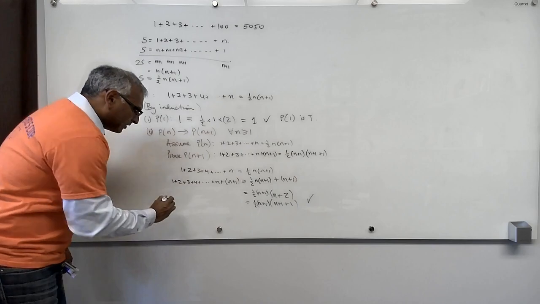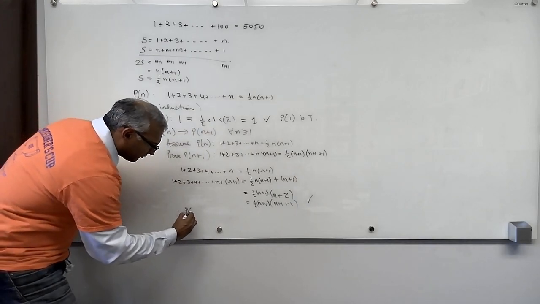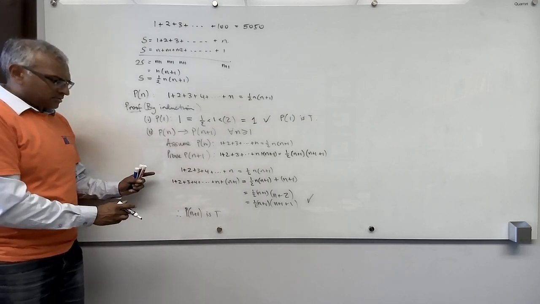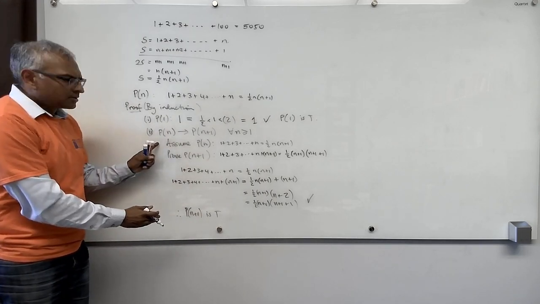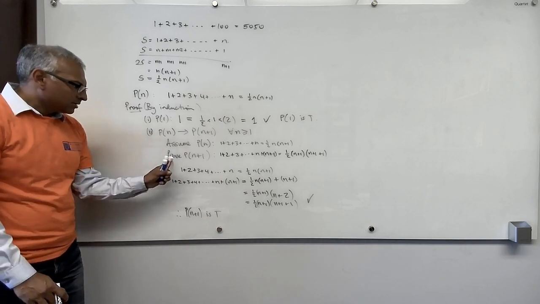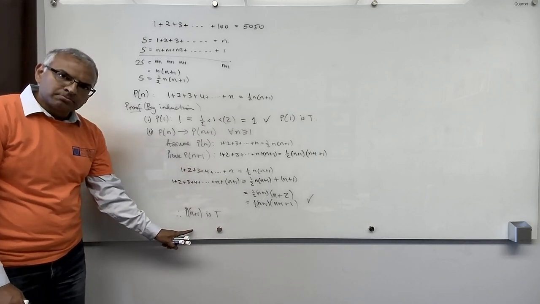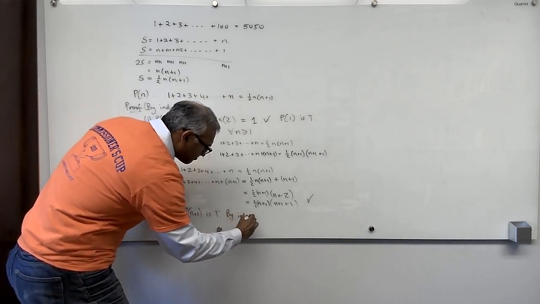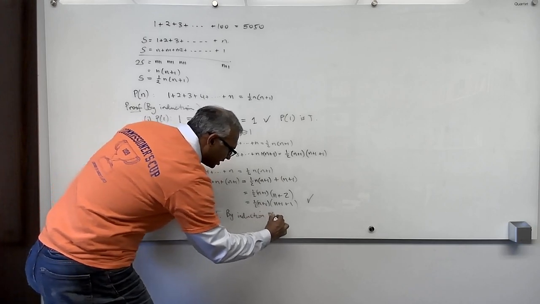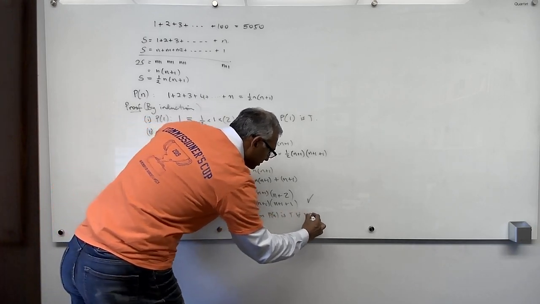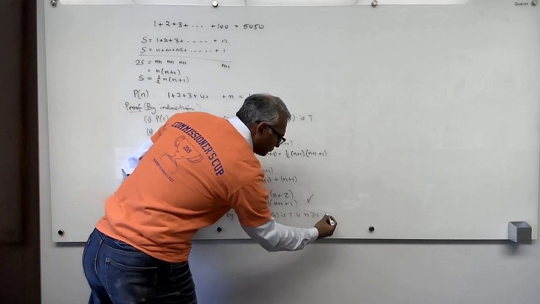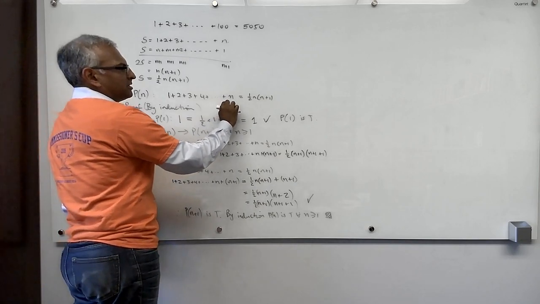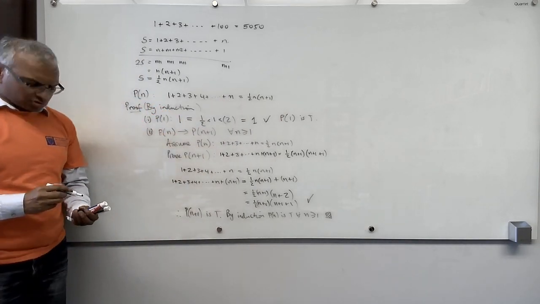Check. So we conclude, therefore, P of n plus 1 is true. And that's always where the direct proof has to end. You have to end by showing that what you were asked to show is true. And so by induction, P of n is true for all n greater or equal to 1. End of proof. And what is P of n? It's the claim that the sum is equal to this formula. So there, we've used induction to prove a formula.